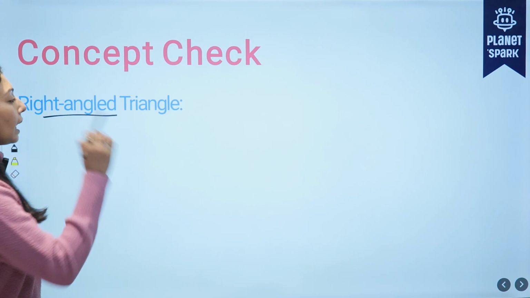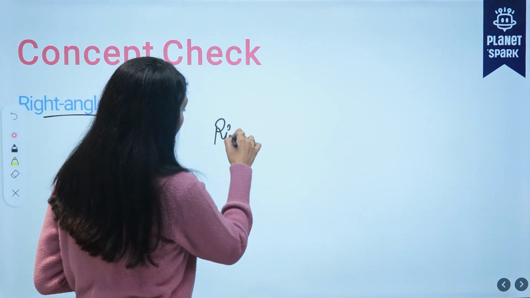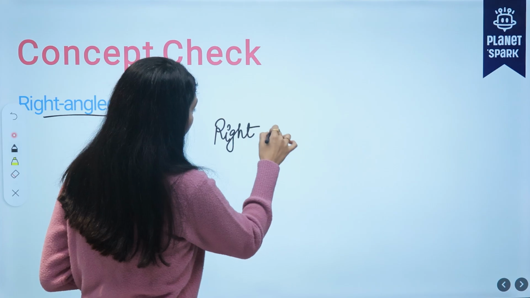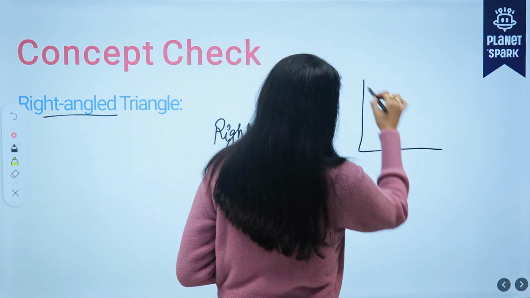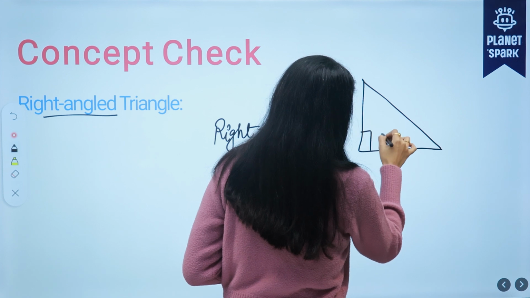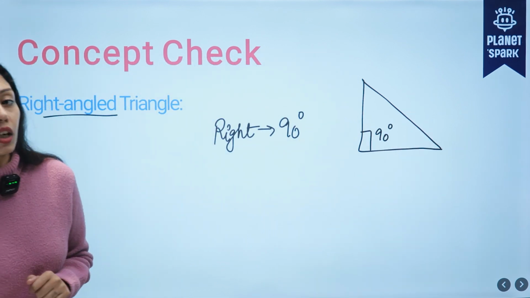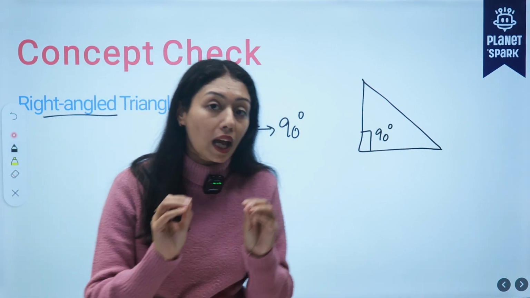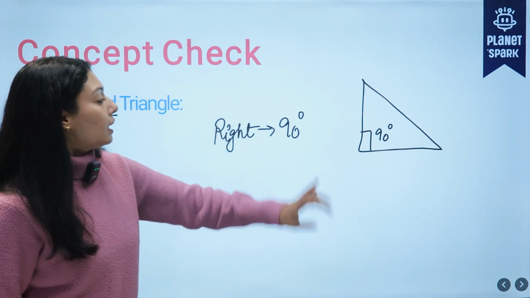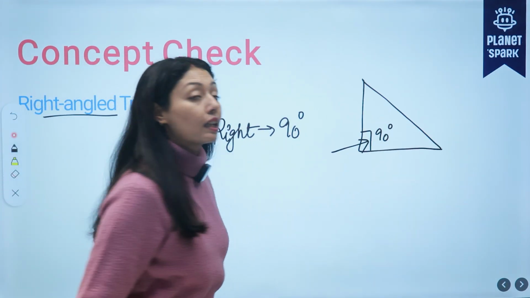Next we have the right angled triangle. Which angle do we call a right angle, everybody? Yes, what is the measure? 90 degrees. That means any triangle in which we have an angle measuring 90 degrees, that triangle is known as a right triangle. Now how is it different? Acute triangle में क्या था? तीनों angle acute angles थे, right? But in a right triangle we can have one and only one angle to be 90 degrees.